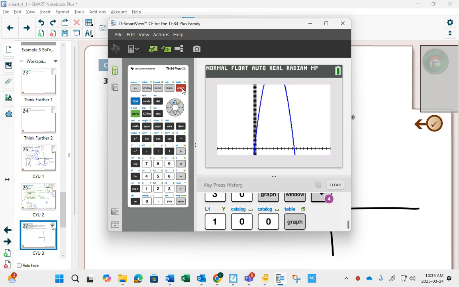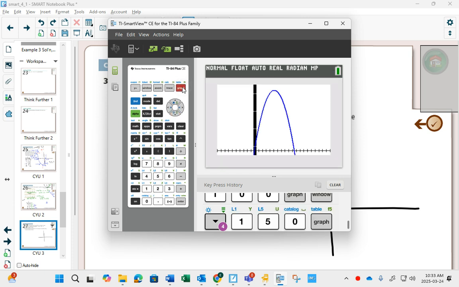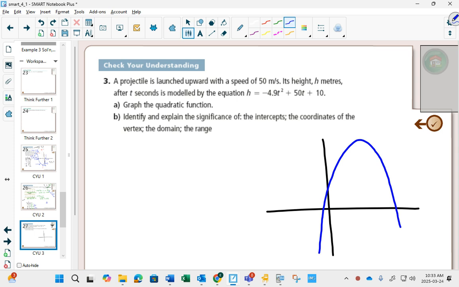Now that you got 100, does it feel like we're getting close though? What do you want to try next? Not 1,000, because we were pretty close. 150? Hey, there we go. So we've got the shape of our parabola. But the problem is I have no idea what my scale is here.